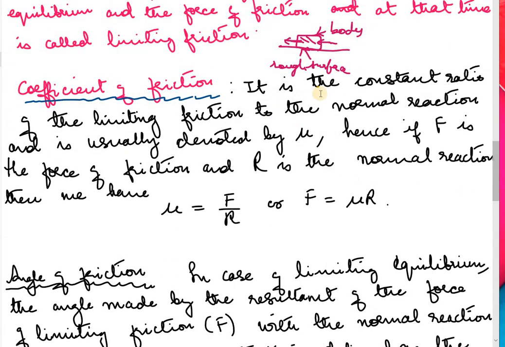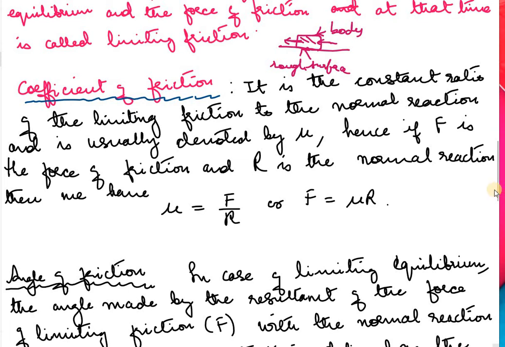So what is the coefficient of friction? It is the constant ratio of the limiting friction to the normal reaction. So if F here is the force of friction, having reached the maximum limit to prevent the body from sliding, and R is the normal reaction, then we have the constant ratio, that is mu, equal to F by R, and this mu is called the coefficient of friction. Or we can say that F is equal to mu R.